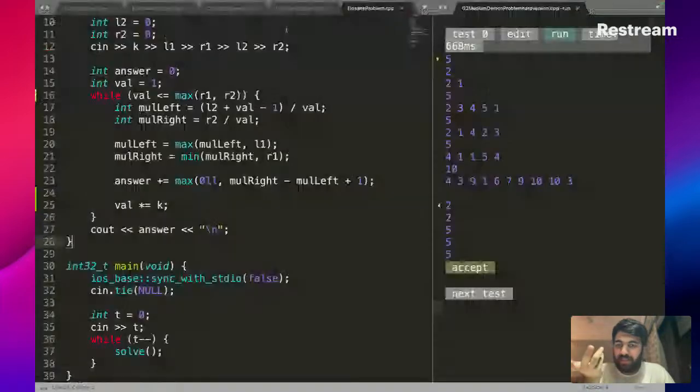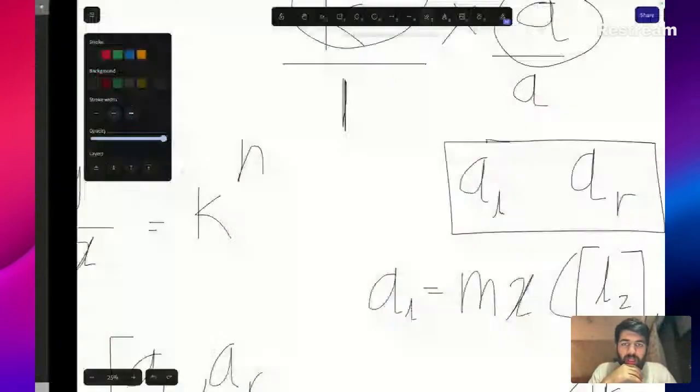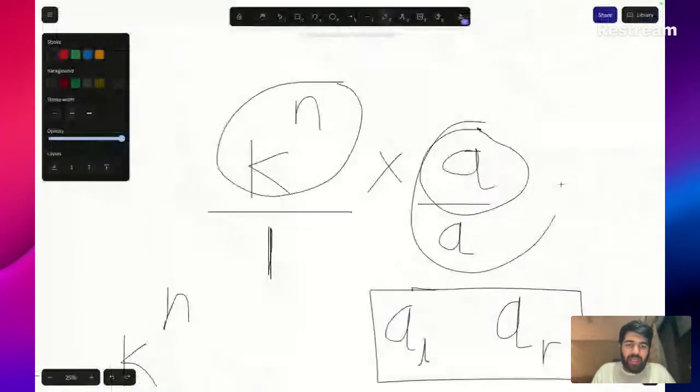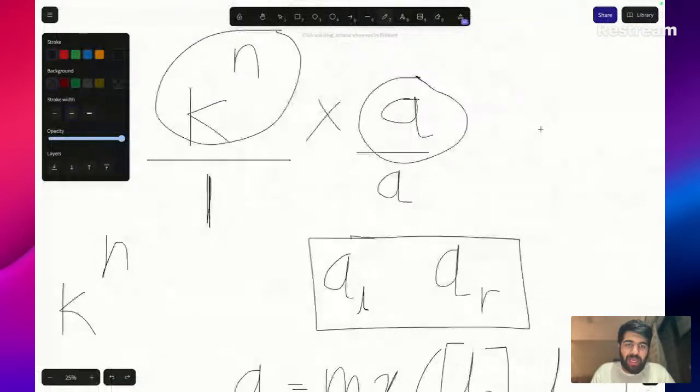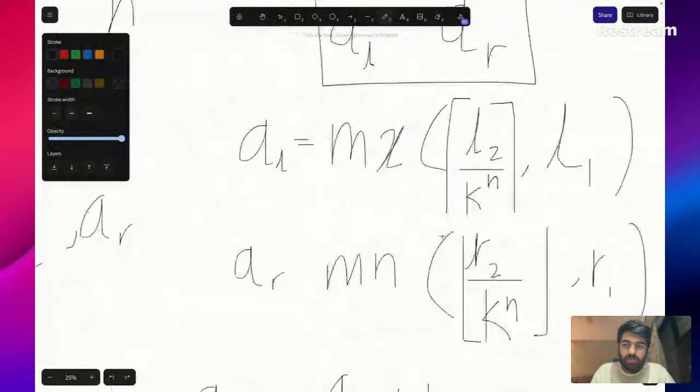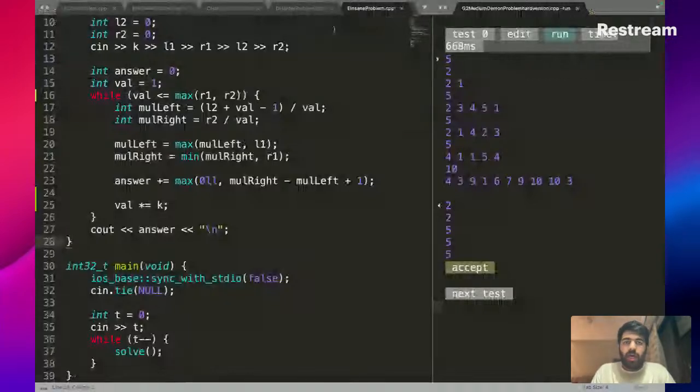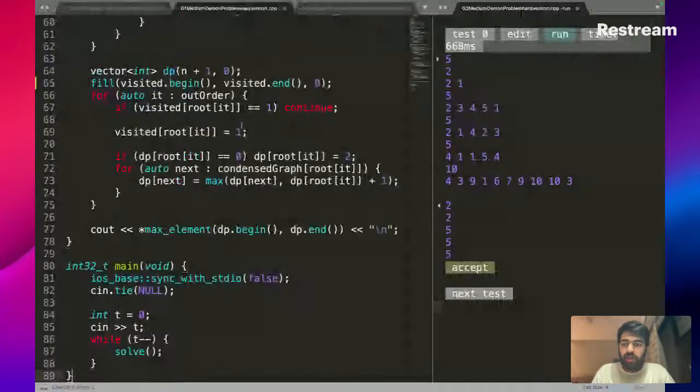It's just easier to visualize that you are multiplying it by a comma a. You find the range with which you can multiply AL and AR. So it's just that. Now coming to G1.